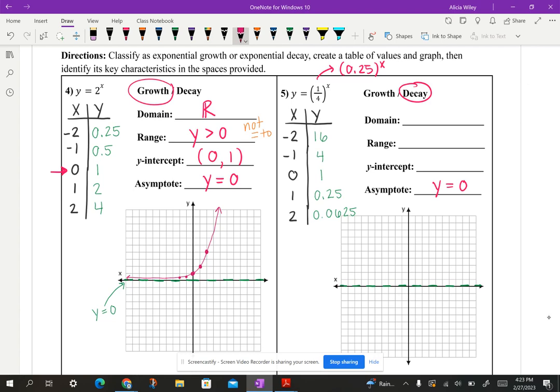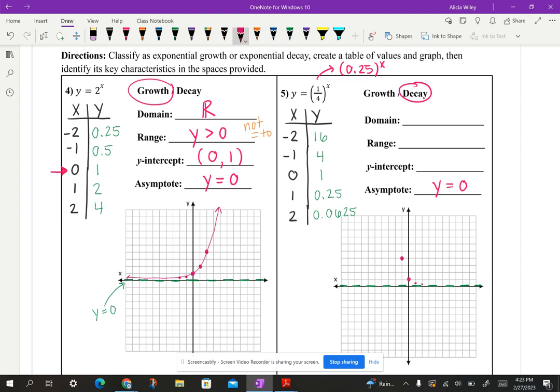So here we have, I don't think my graph goes to 16, so I'm just not going to graph that one because it won't fit. So that's okay. (-1, 4) will fit. (0, 1) will fit. (1, 0.25). And then 2 and a very teeny tiny number. Right? It's going to look something like that.